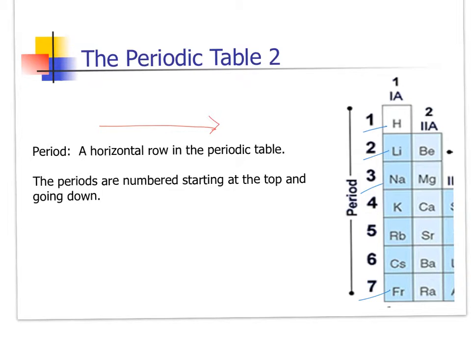One way to remember this is if you were writing a sentence normally, you would write it from left to right, and at the end of most sentences goes a period, and so the periods move from left to right on the periodic table.